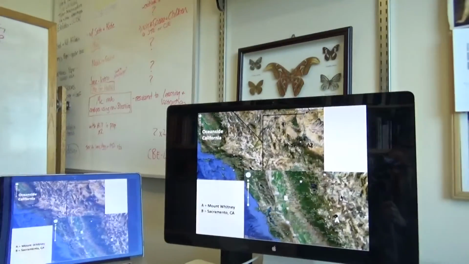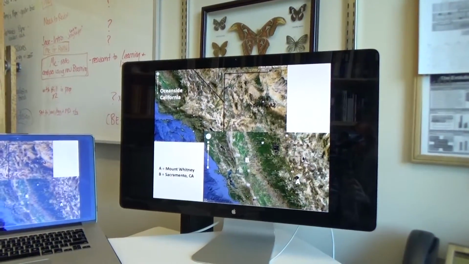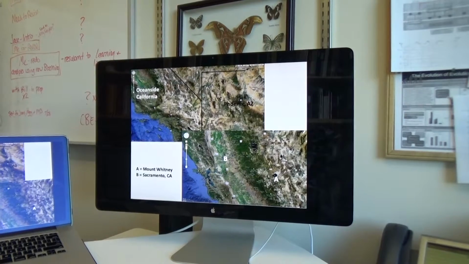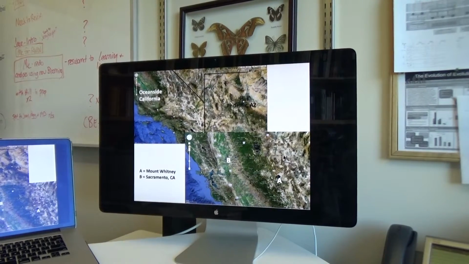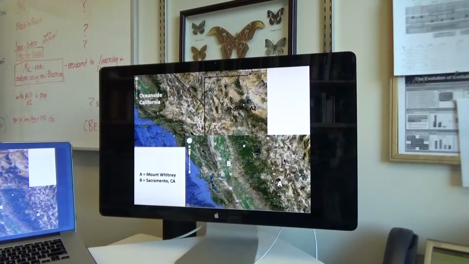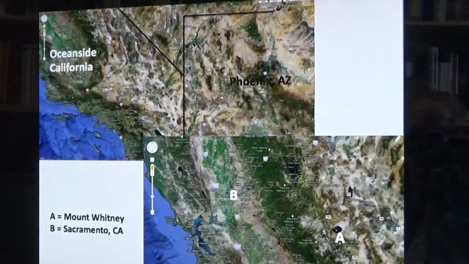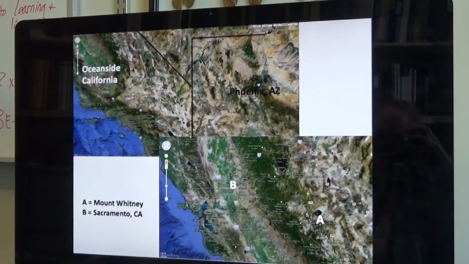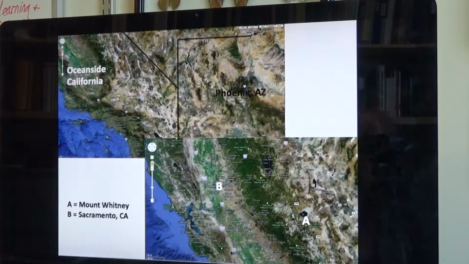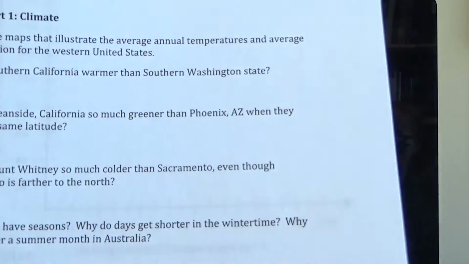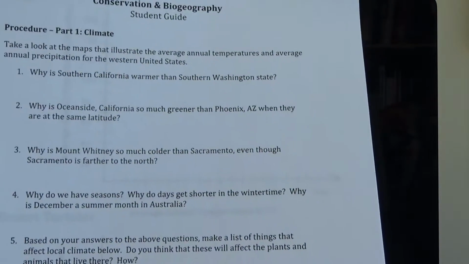So I'm going to turn this around. And so you're going to put this up. This is the first slide on the PowerPoint I will send you. This is a map of California and Arizona. Okay, and it's got Mount Whitney on there, and Sacramento, and Phoenix, and some of the things they need for the questions. So part 1 of their student guide, they're going to answer questions 1 through 5.